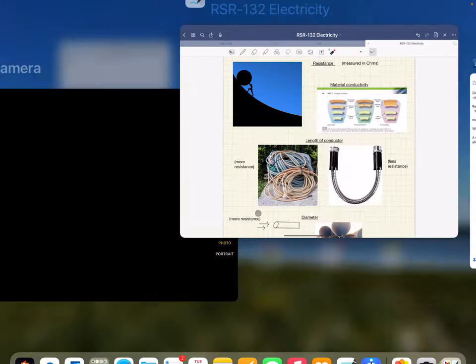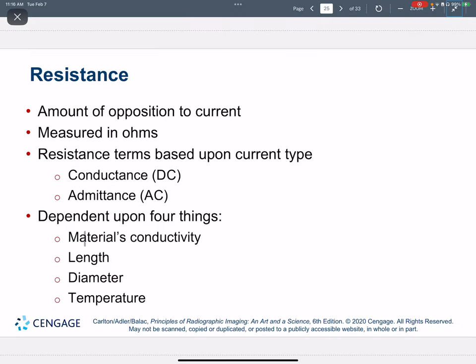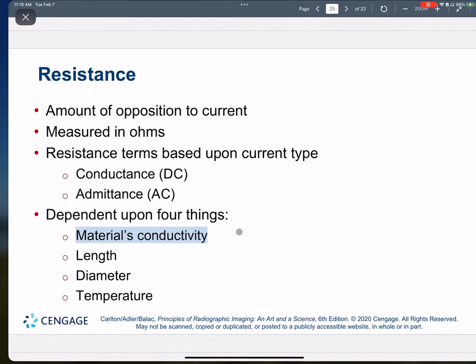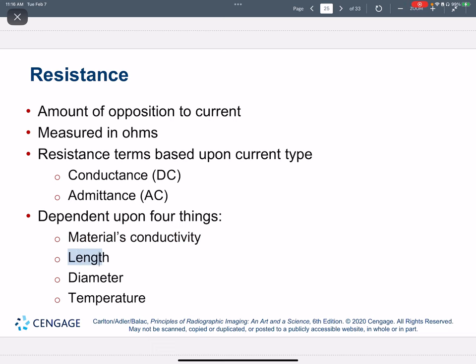So if we go back, that's basically an explanation of the first thing that resistance is dependent on, which is the material's conductivity. The second thing is the length of the conductor.